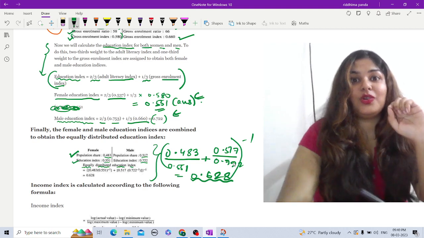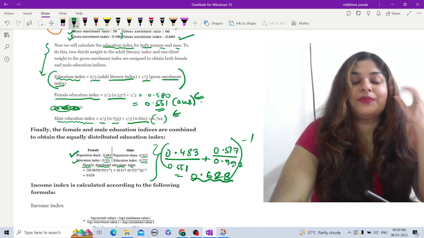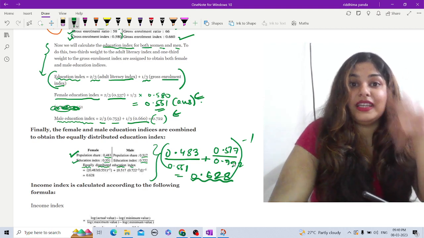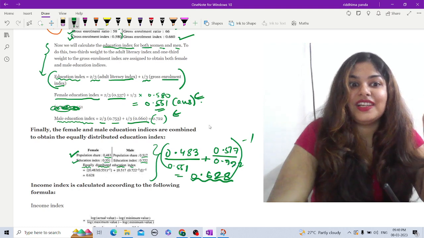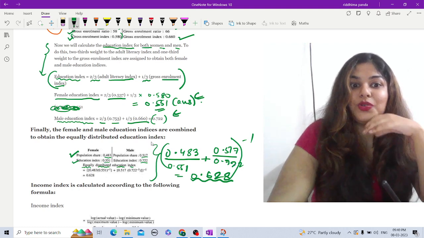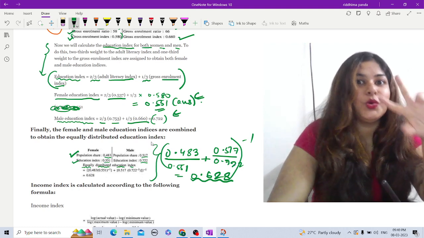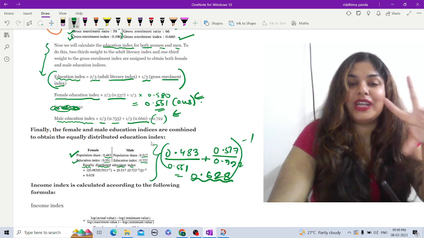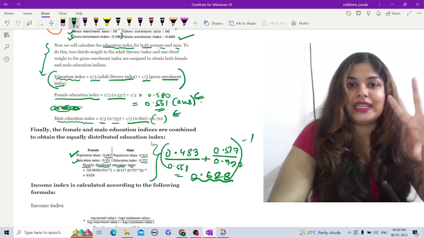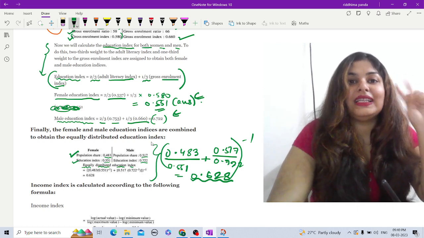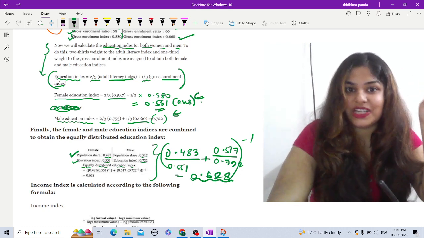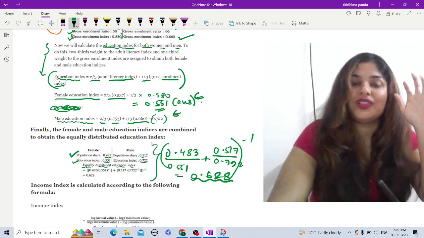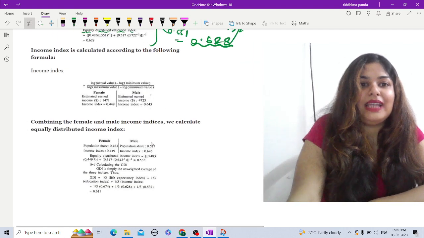So we have calculated the equally distributed index for life expectancy, and here we have again calculated the equally distributed education index. So now we have two equally distributed indexes for two indicators. One is life expectancy, that is for longevity. Another one is education, that is the literacy, and the last one we are going to follow is for the income, right? So for that, here is the formula.